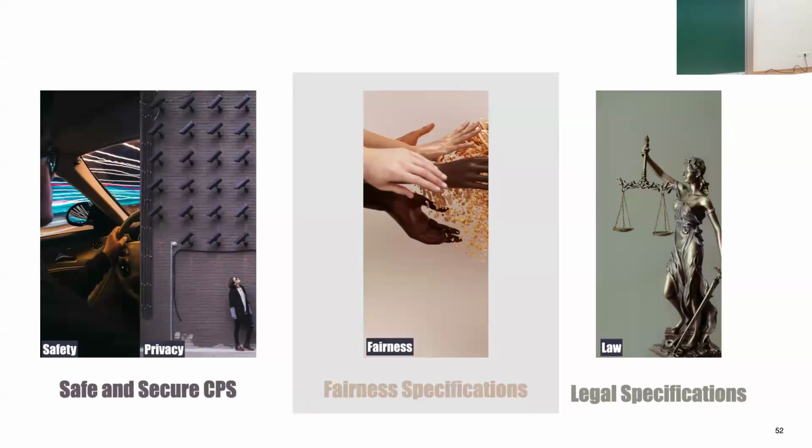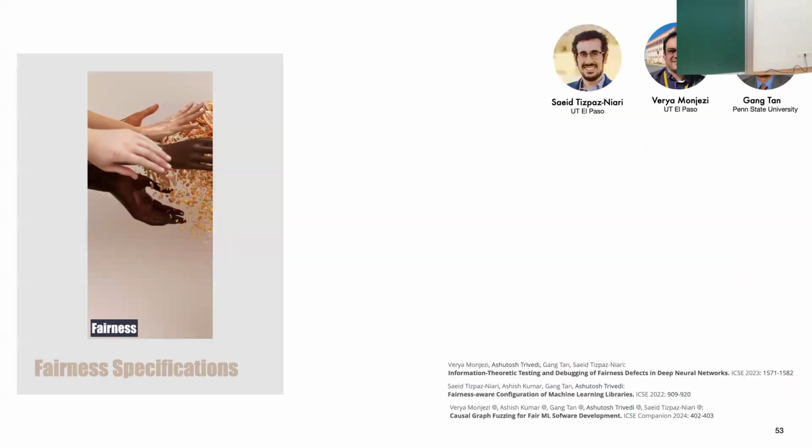Okay, so the second part is about fairness specification. It's more like what I have noticed from my work in software engineering, some of the opportunities that we have for our community on hyperproperties here. This is joint work with a PhD student, and my PhD student, and a collaborator from Penn State. So this is some of our work on looking into this fairness specification and finding bugs for this.